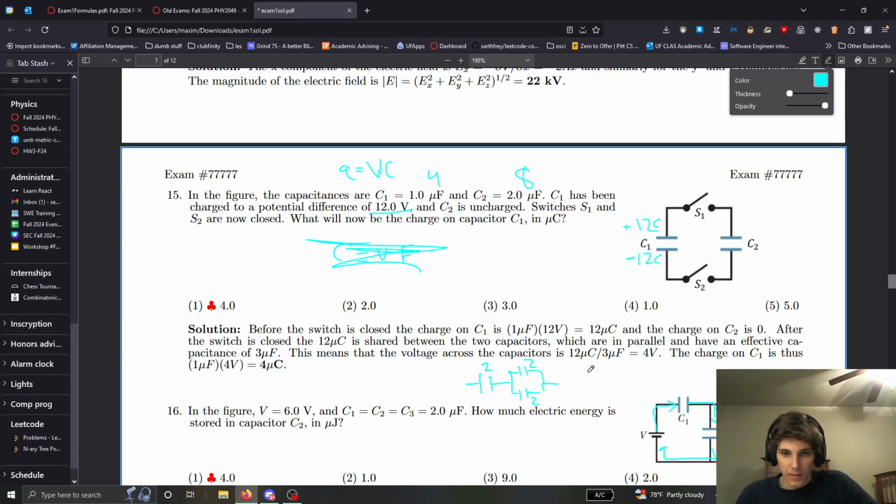Now we have to combine, right? First, we take these two are in parallel, so they're now 4. This is 2 coulombs, not coulombs, capacitance, farads, I guess. And then these are in series, so the sum is 1 over 1/2 plus 1/4, or 4/3 of a capacitance. And the voltage here, this applies for the whole thing, so this thing is 6 volts.